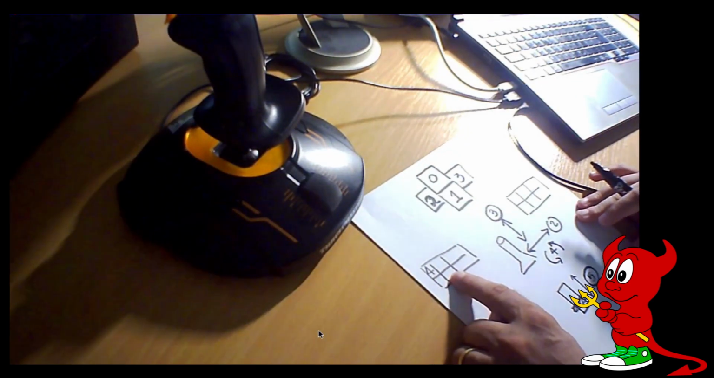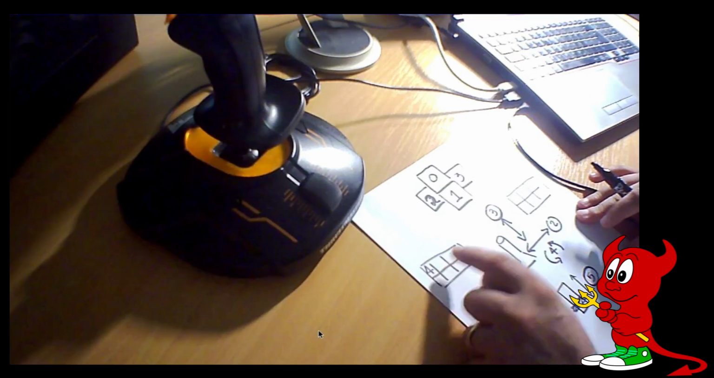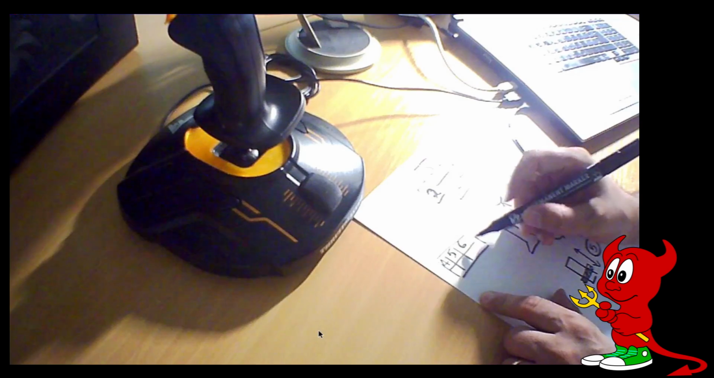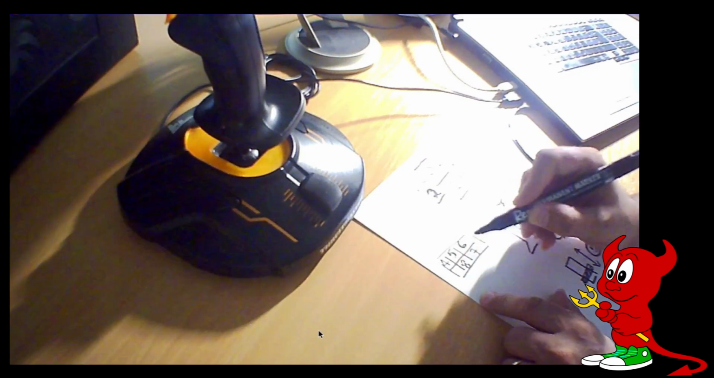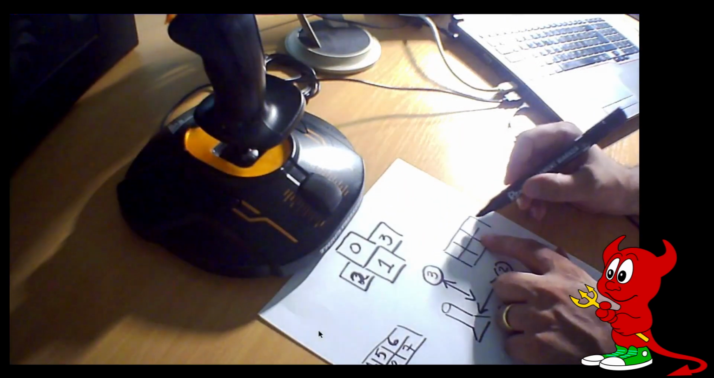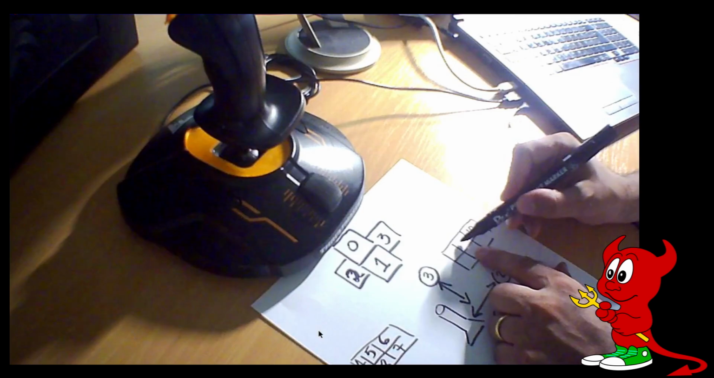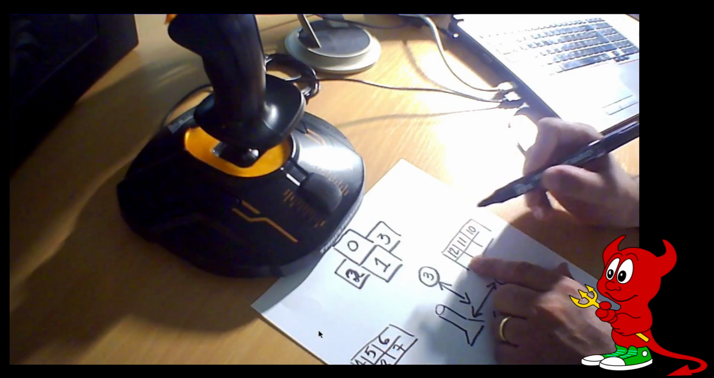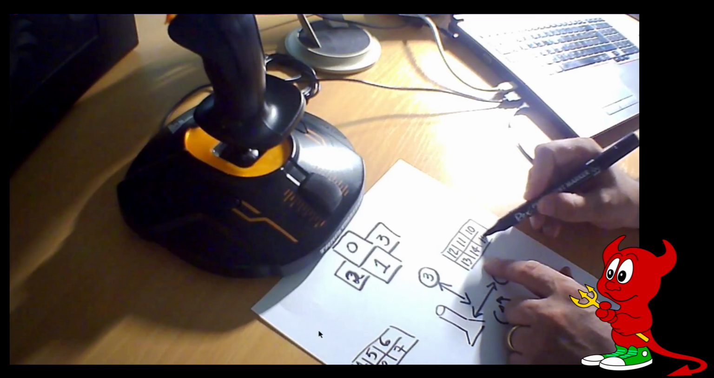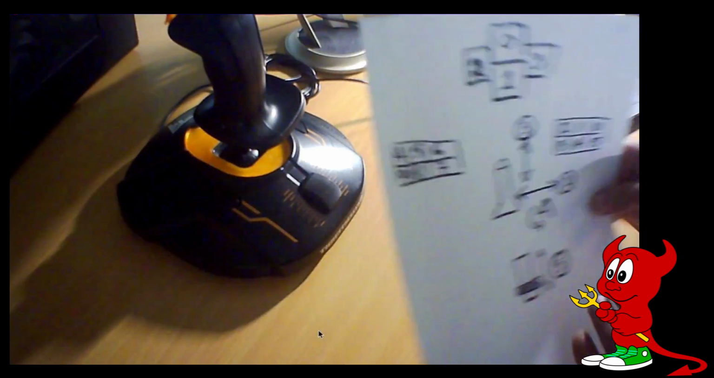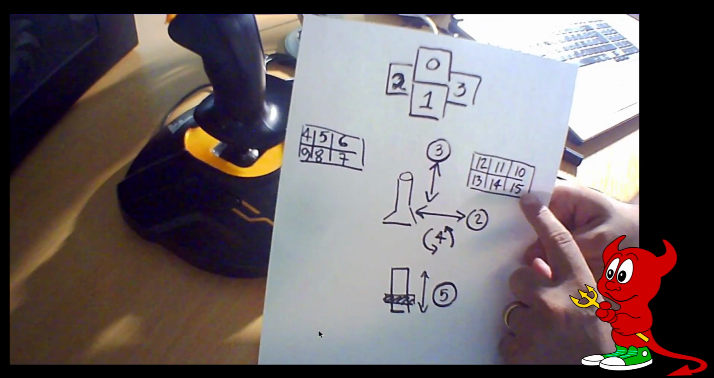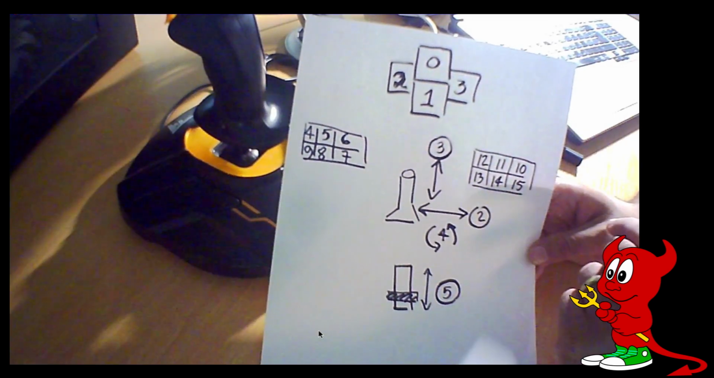I've done this already before, so I can say that this is 4, 5, and 6. Then we go here to 7, 8, and 9. Then we continue on this side, number 10, number 11, number 12. Then below 13, 14, 15. So since we start at 0 and the maximum one is 15, we actually have 16 buttons.